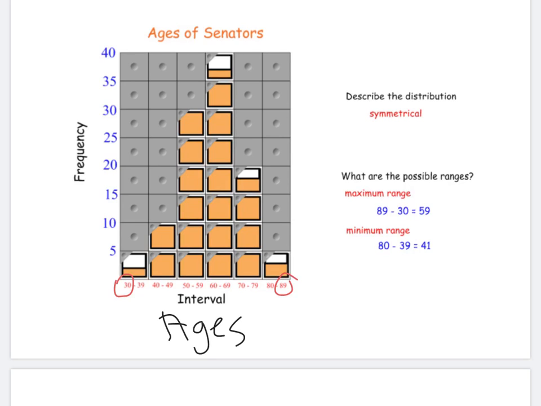However, for our minimum range, we could do the same thing except take the minimum value that's in the upper interval and the maximum value in the lower interval, and we could subtract them as well because we still have data pieces in there. And those are the highest or lowest numbers that a number could be to be in that particular interval. So that would be my minimum range.